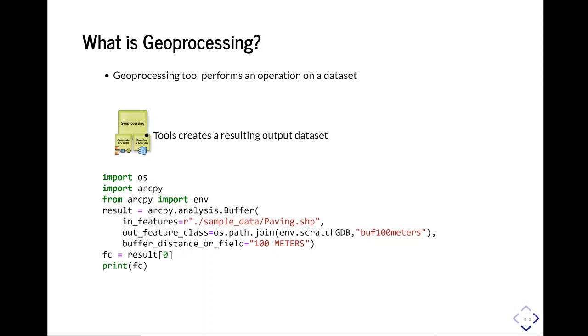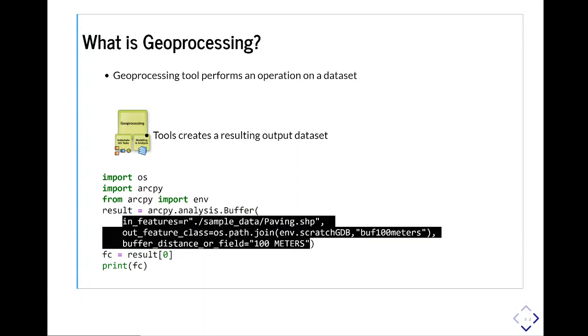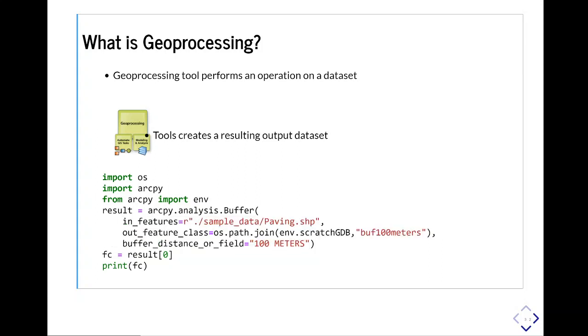So we have our imports, and it starts with import ArcPy, from ArcPy import env. And then we're going to take a variable, assign it to result, and we're going to do ArcPy dot the submodule that it's in, in this case analysis, and then buffer. And then there's a set of required parameters. In this case, for buffer, it has 3. We have our distance, our input, and our output. Here I'm inputting a shapefile, paving, and then I'm buffering this information, saving it to a Scratch GDB, and buffering it 100 meters.